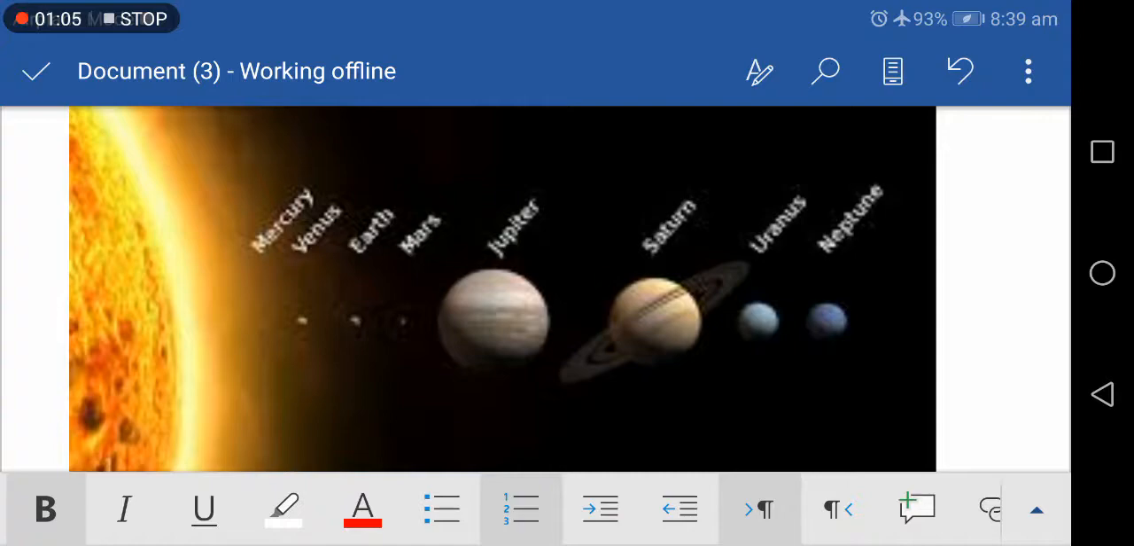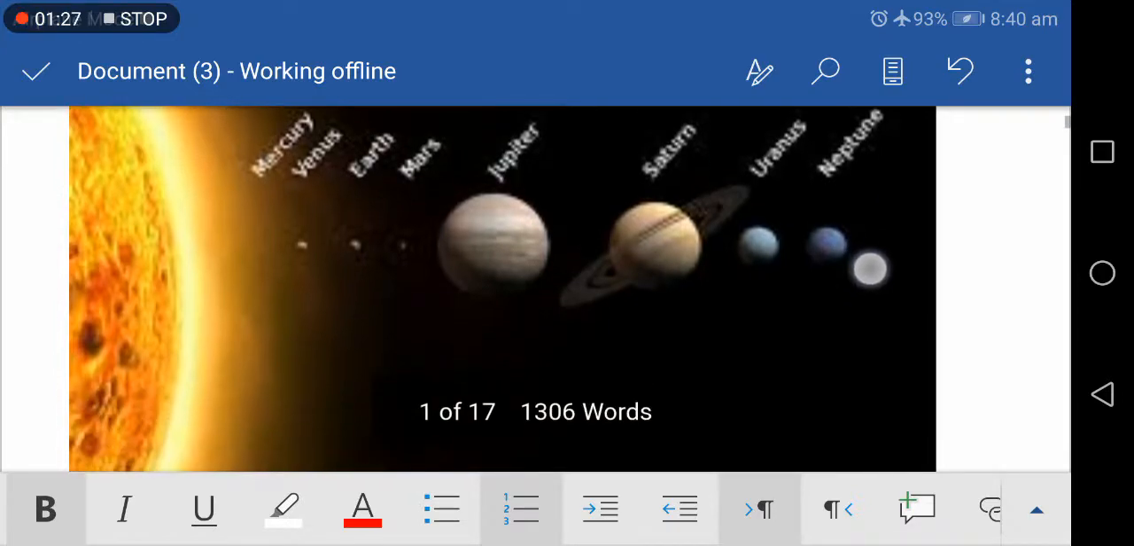And one more thing. Pluto was excluded from the list of the planets in 2006, as it did not fulfill all the conditions laid down for a celestial body to be called a planet. Is that right?